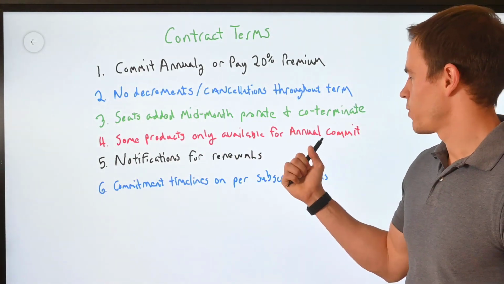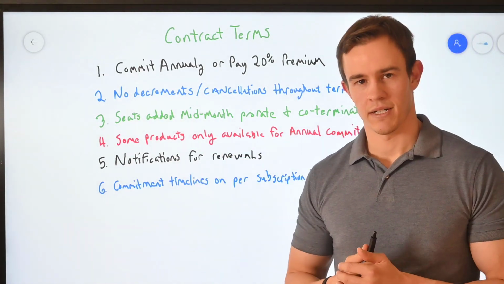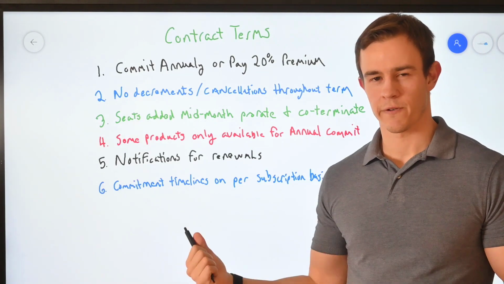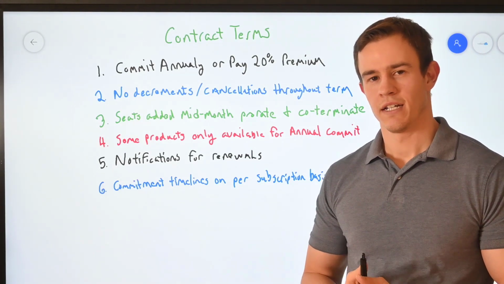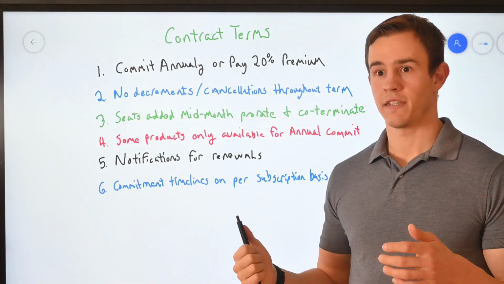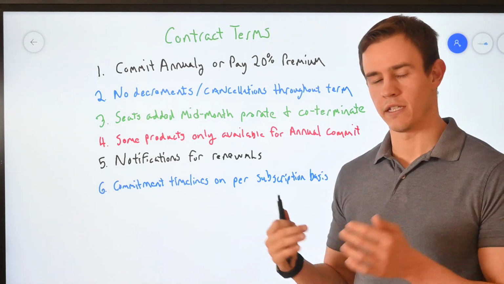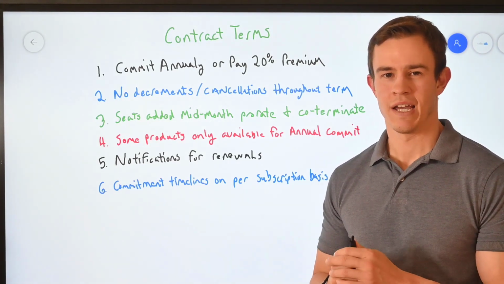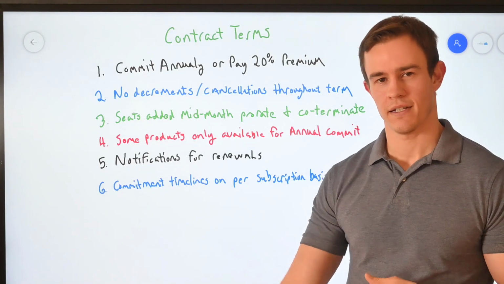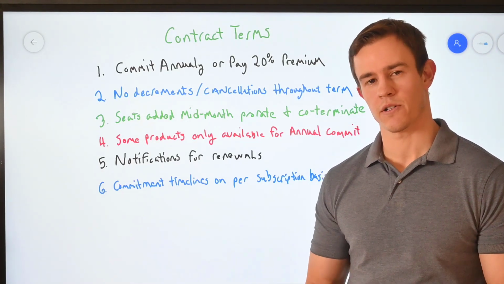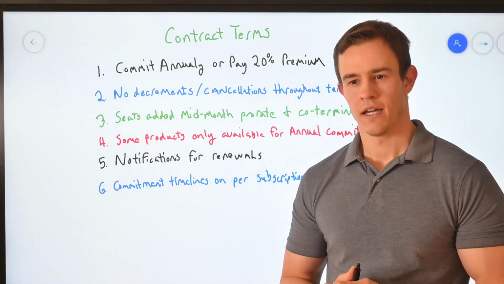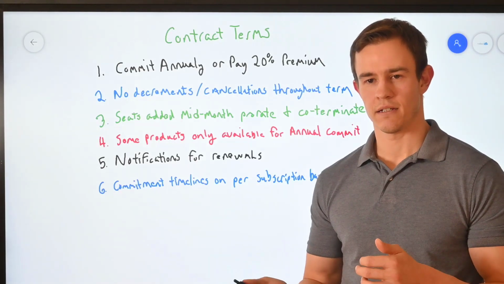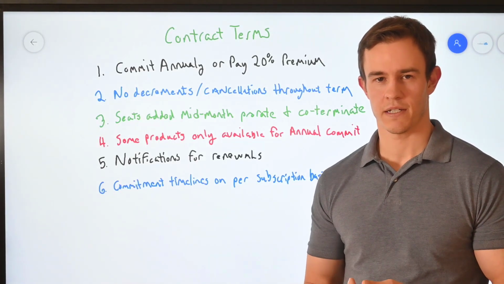Some products only available for annual commit. We touched on this, but until Microsoft potentially solves for this, this is going to be a factor. It's not necessarily something that you have to worry about in the initial contract you have with the customer, simply because you'll know at that point in time what products are only at annual terms. So it's more so the long-term commitment with the customer.